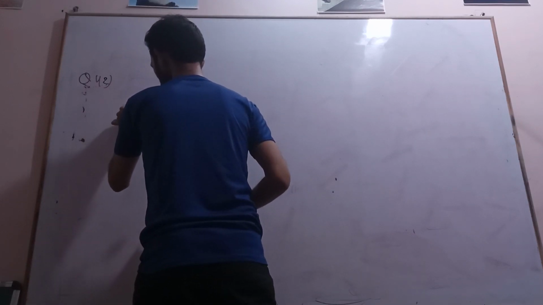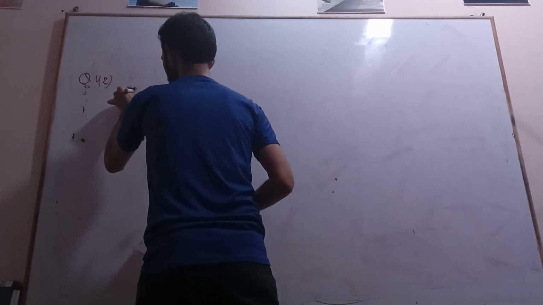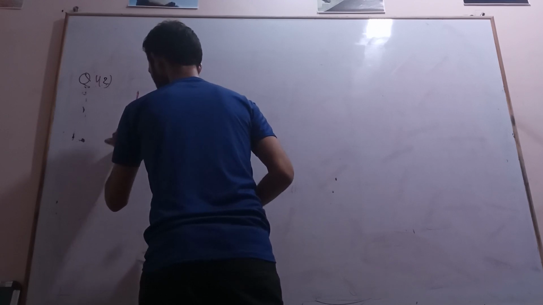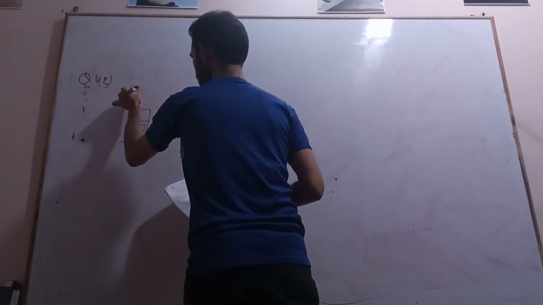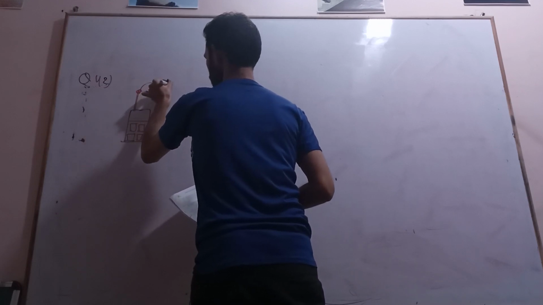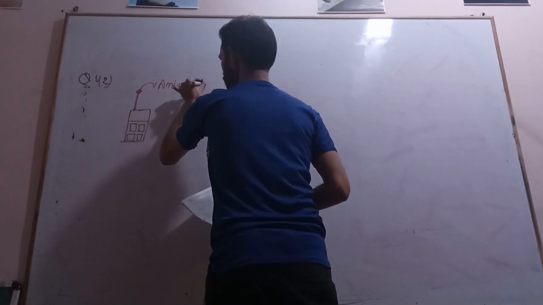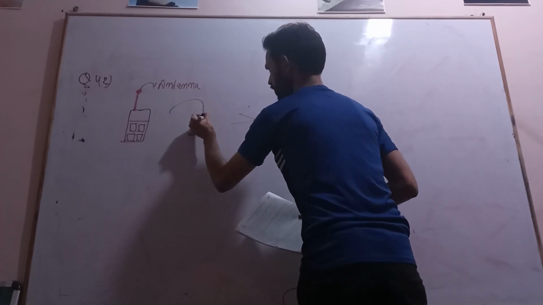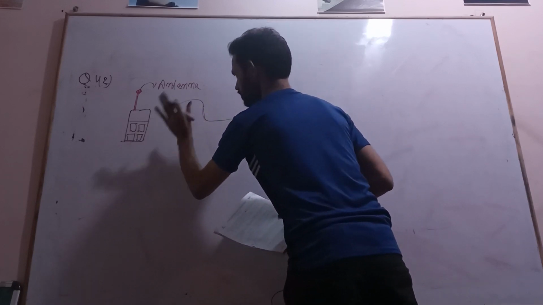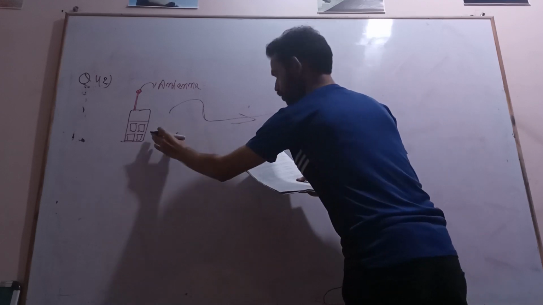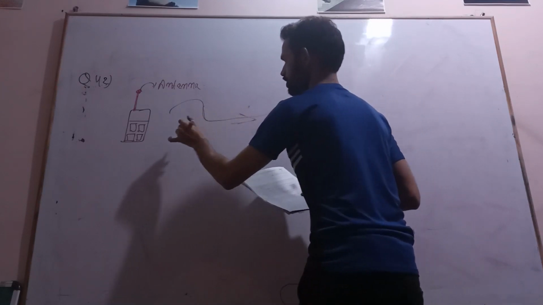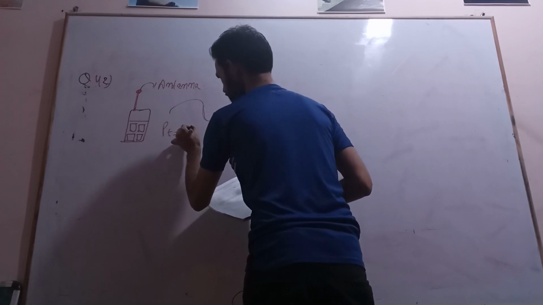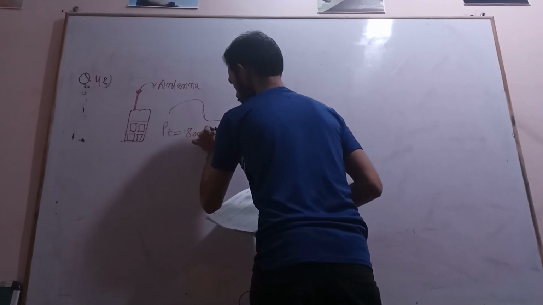Let us say this is my cell phone, and from here, this is my antenna, the cell phone antenna. The signal is transmitted from this. So this cell phone is transmitting at the power level of how much? 800 milliwatt of power.